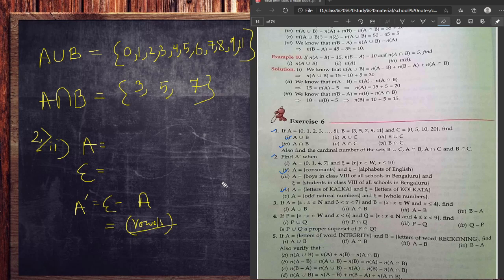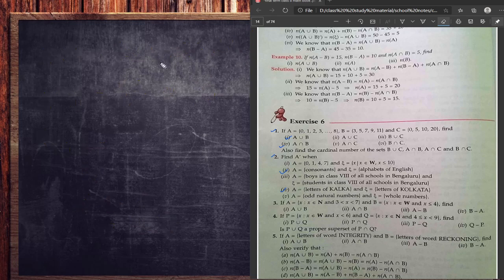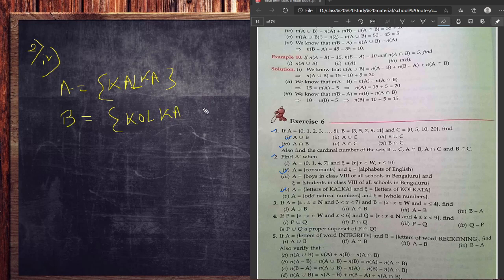Okay. Coming to part 4. Let me erase all this first. In part 4, A represents the letters of Kalka. Wow, I couldn't find any other name. Okay. B, Kolkata. Now that is different. So Kolkata. So these are the given letters over here.